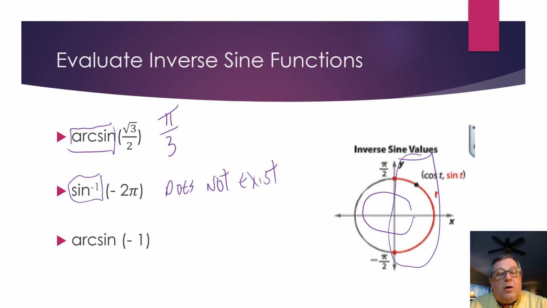Now, how about the arc sine or the inverse sine of -1? Well, where is the sine equal to -1 on the unit circle? It's right down here. Cosine is 0, sine is -1, and so the inverse sine or the arc sine of -1 is negative pi over 2. I hope that wasn't too confusing.